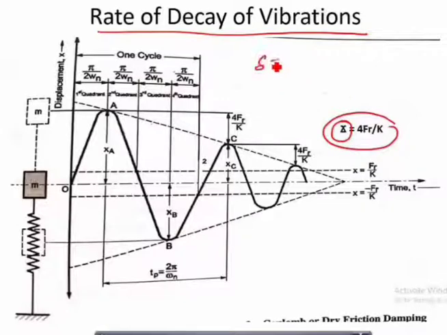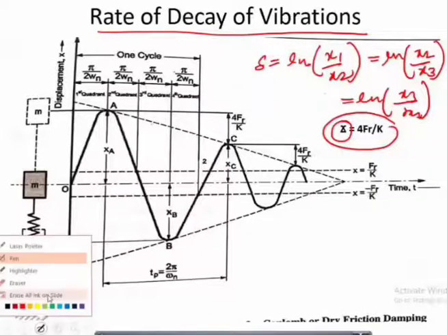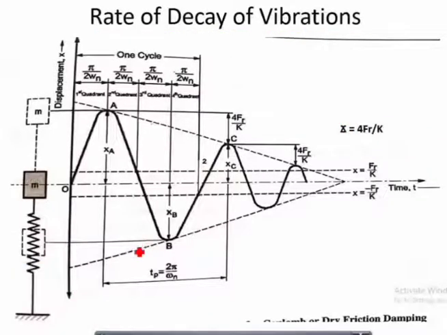Now for viscous damping, what was delta? It was the natural log of a ratio of two successive amplitudes, which is equal to ln of x2 upon x3, which is equal to ln of x3 upon x4. Means the ratio of two successive amplitudes was constant in case of the viscous damping. In case of the Coulomb's damping, we will understand.